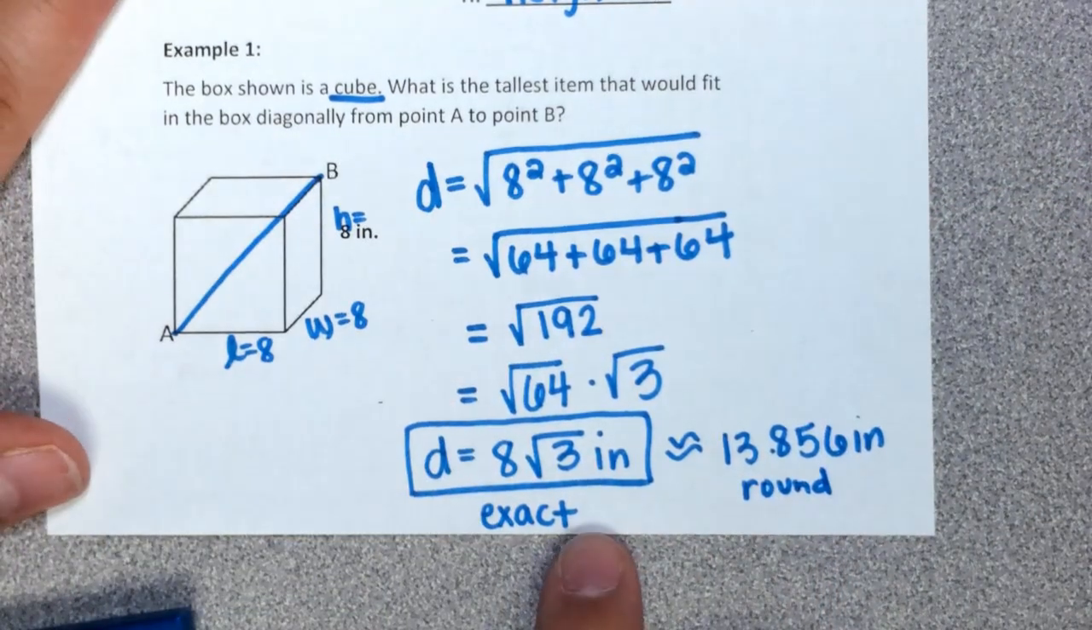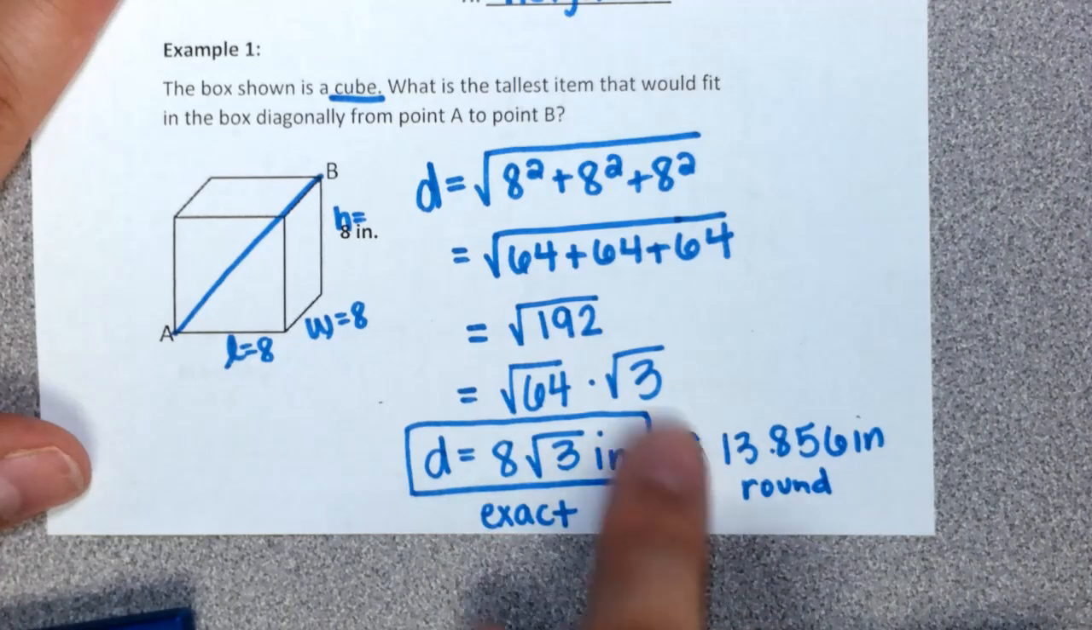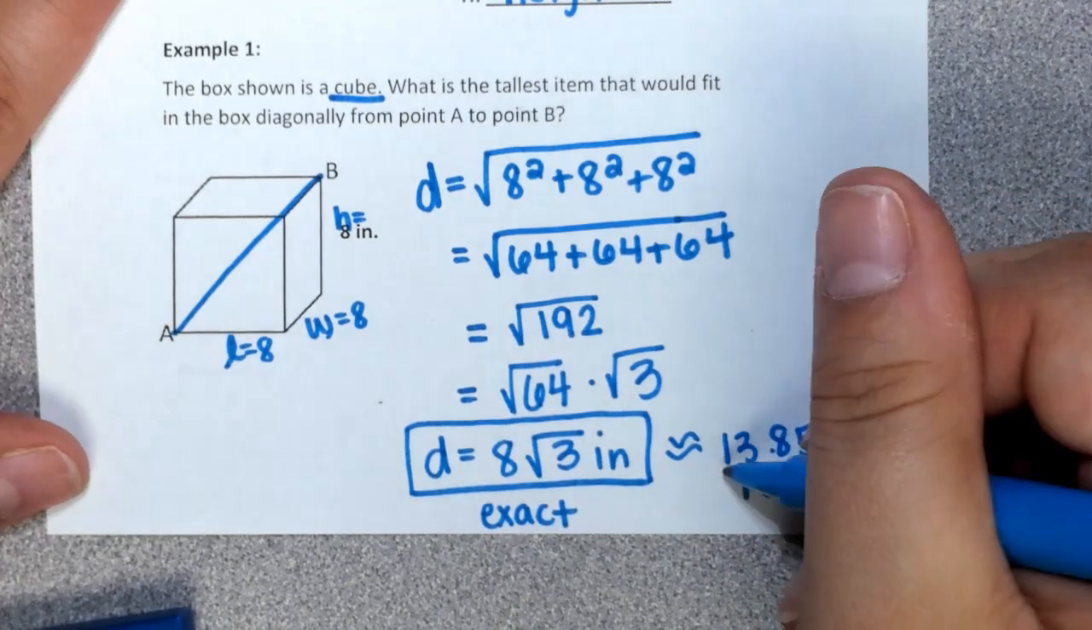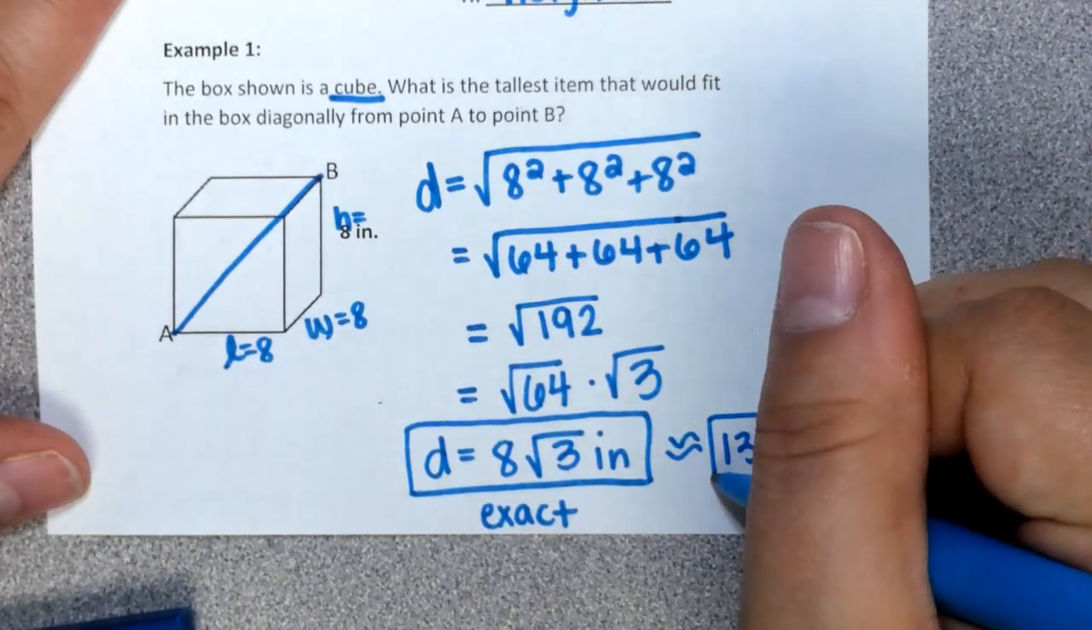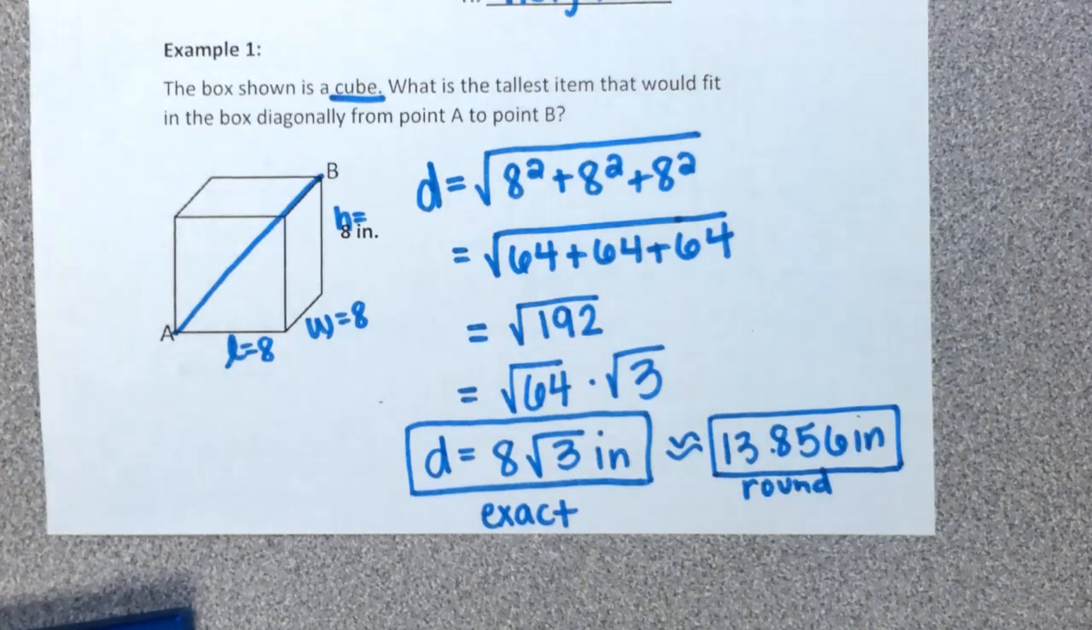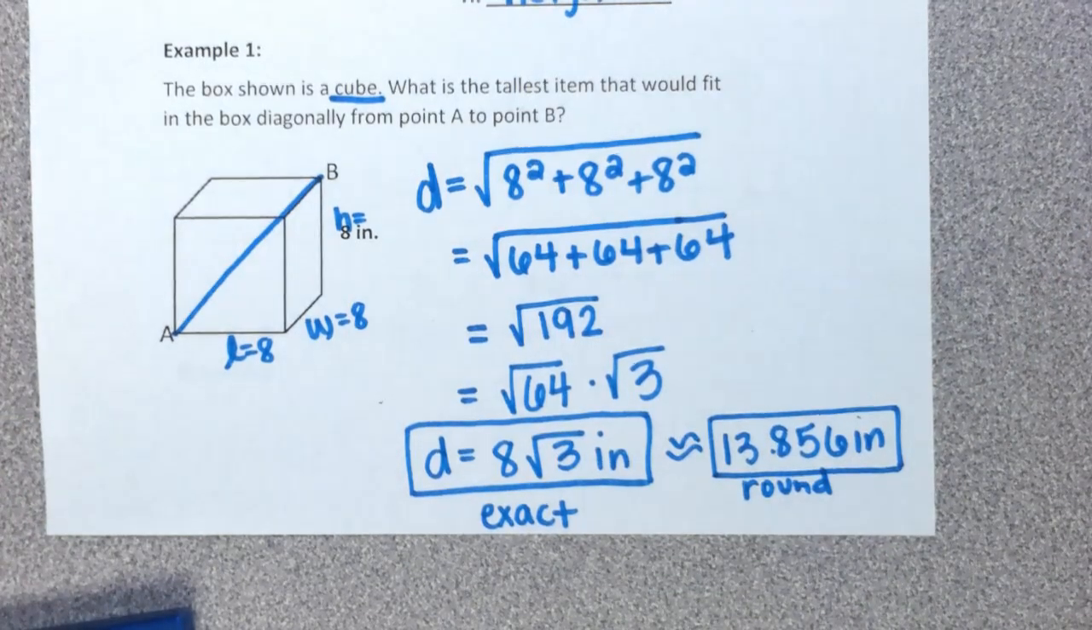So if it says give the exact answer, you're giving me this right here. If it says to round, you're giving me this. Does that make sense? Turn your paper over. I want you to do number 2. Go.